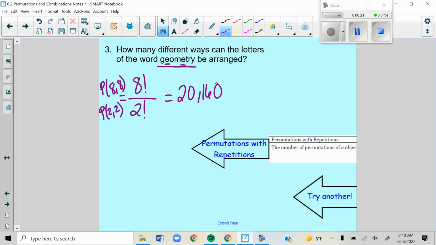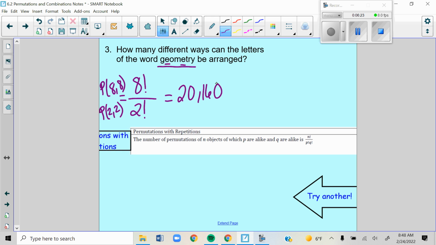So permutations with repetitions, and you've got this little box here in your notes. It says the number of permutations of n objects of which p are alike and q are alike is n factorial divided by p factorial, q factorial. And that's what we saw right up here that we looked at before. Just a reminder that p and q are repeated values.